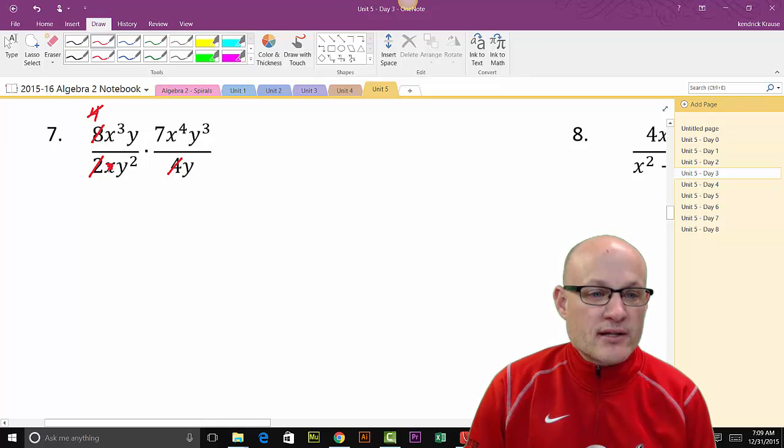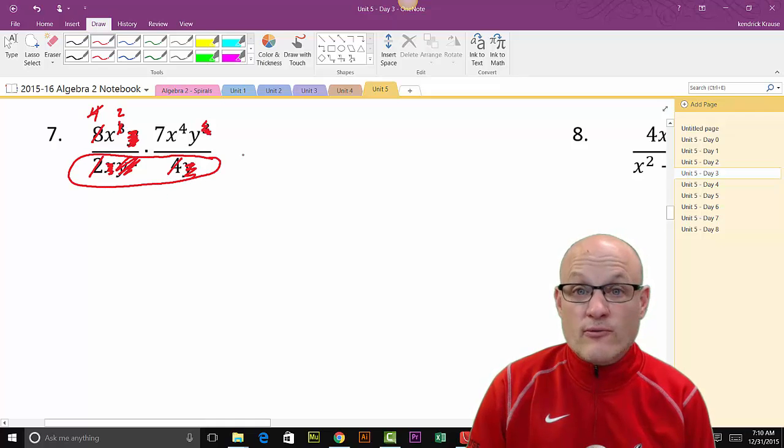This 1x cancels with one of these. It leaves me 2. This y easily cancels with this y. These y's, there's 2 of them, cancel with 2 of these. It leaves me just that one y there. So if I look, the whole entire denominator is gone. That means no more fraction. So my final answer is 7.